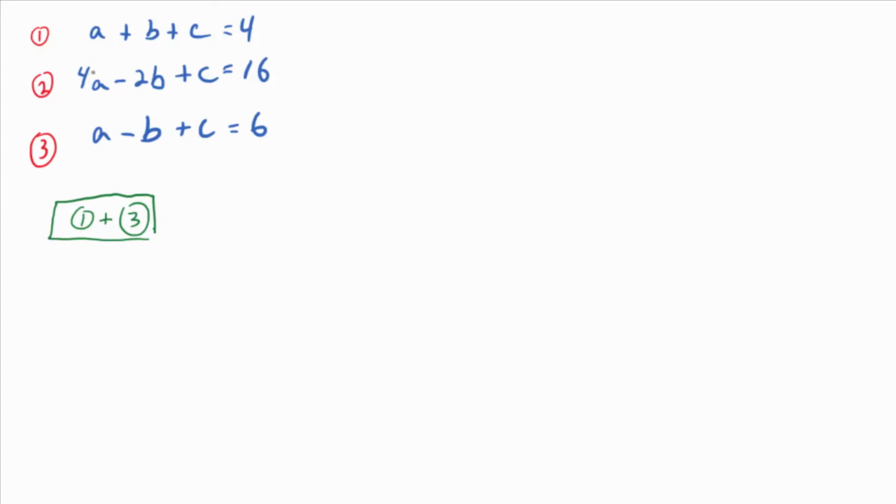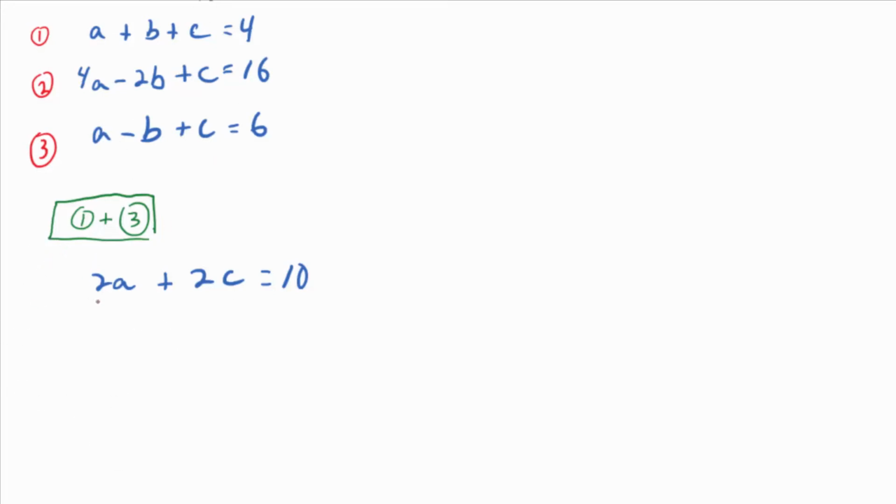So I'm not going to write them right next to each other. You just have to kind of ignore the middle equation for now. In fact, I'll put a line through it, and then I'll erase the line in a second. Just add the first and the third. What do you get? A plus A, 2A. B plus negative B, by design, gone. C plus C, and 4 plus 6, 10. Okay.